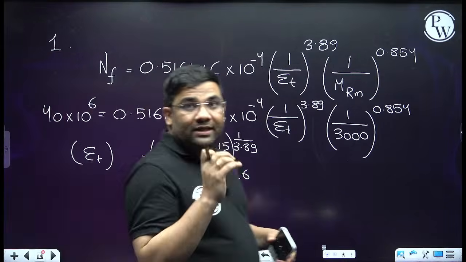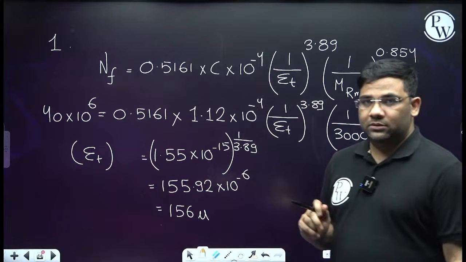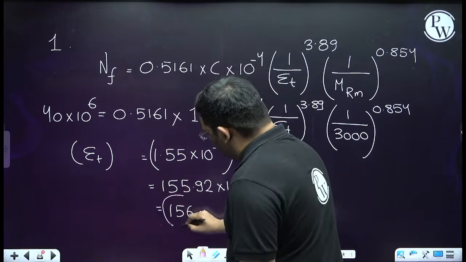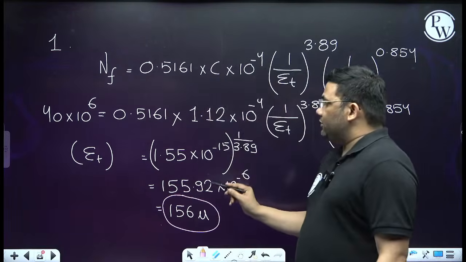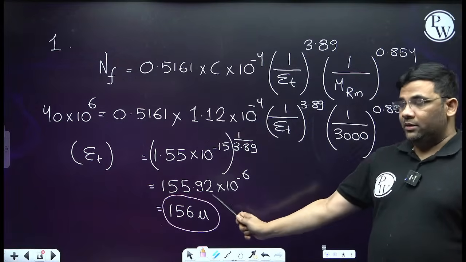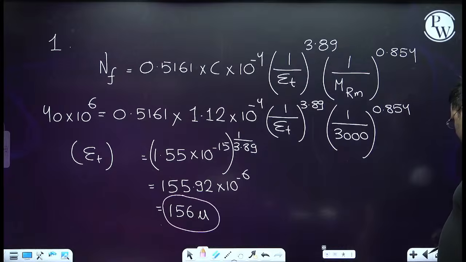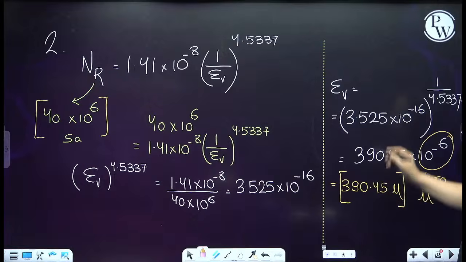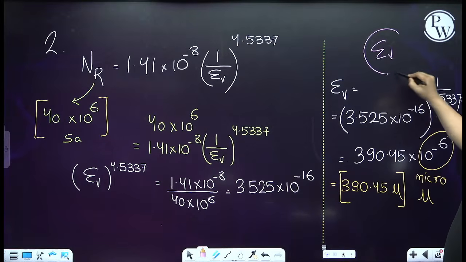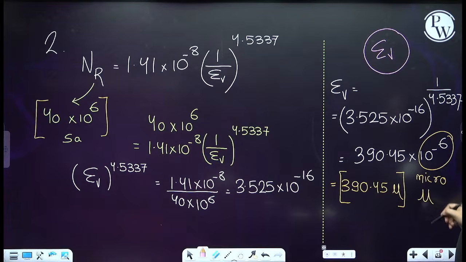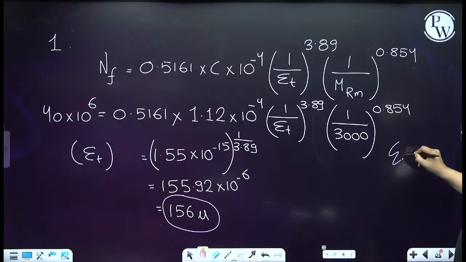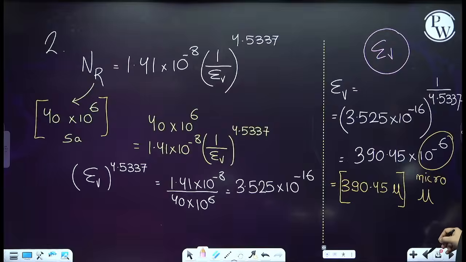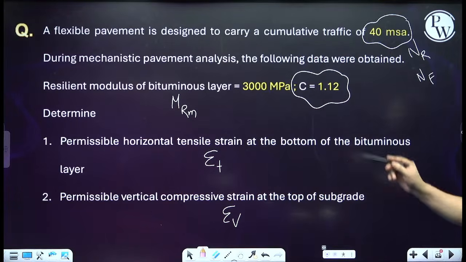So in this way, I got both the strains. They can ask the strain calculation; till now they have just asked the theoretical question, but you should be knowing this. By using this equation, we find out the strain responsible for fatigue cracking, which is coming as per the data given as 156 micro, and for rutting we are getting 390.45 micro. Now this is the vertical compressive strain, and this is the horizontal tensile strain. Very good, very nice.